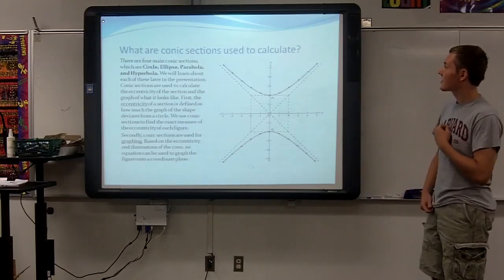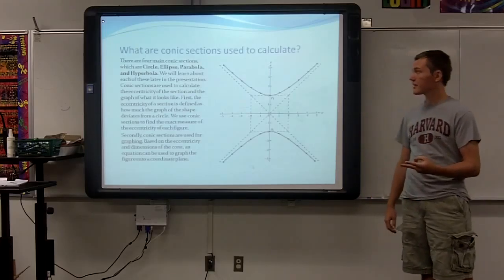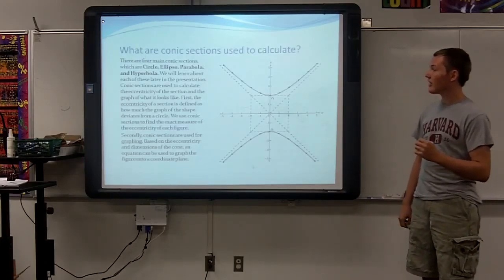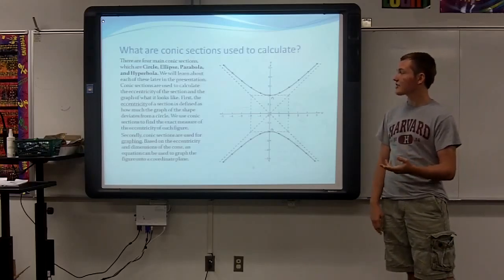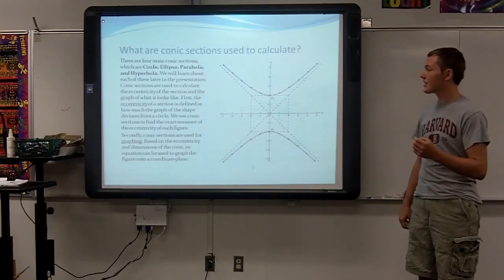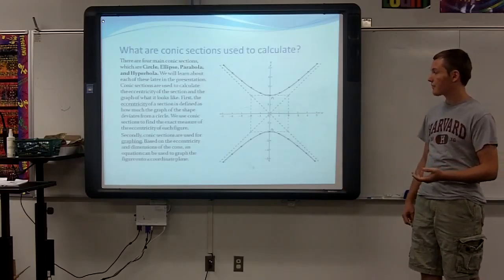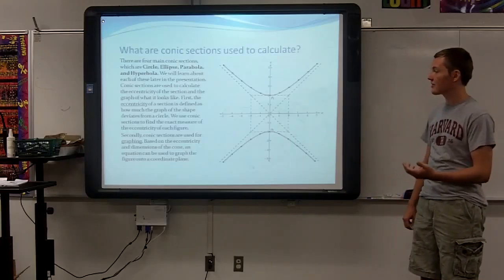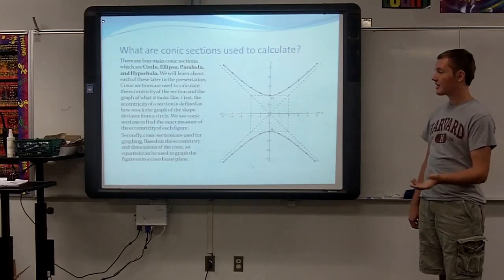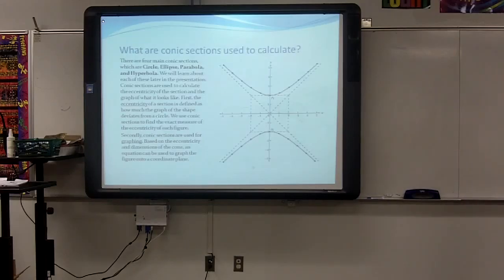Alright, so what are conic sections used to calculate? There are four main conic sections, which are circle, ellipse, and a circle is actually a type of ellipse, parabola, and hyperbola. We will learn about each of these later in the presentation. Conic sections are used to calculate the eccentricity of the section and graph what it looks like. First, the eccentricity of a section is defined as how much the graph of the shape deviates from a circle. We use conic sections to find the exact measure of the eccentricity of each figure. Secondly, conic sections are used for graphing based on the eccentricity and dimensions of the cone. An equation can be used to graph the figure onto a coordinate plane.